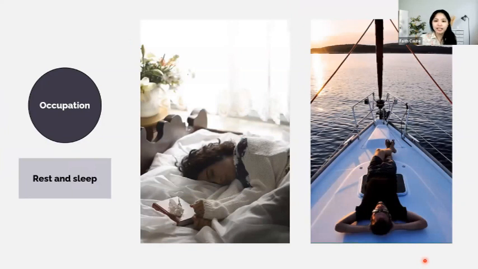Next, we have rest and sleep. So these are activities related to obtaining restorative rest and sleep that are needed so that you can have energy to do your other occupations. So an example of rest would be relaxing activities that restore energy and calm. Now this can be very individual.